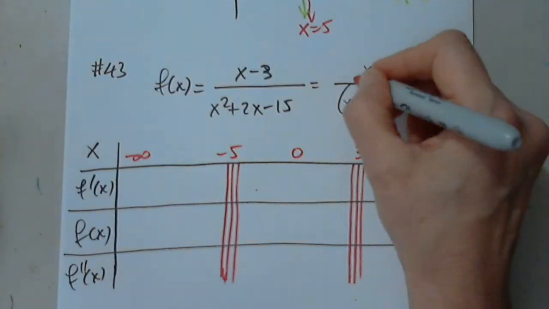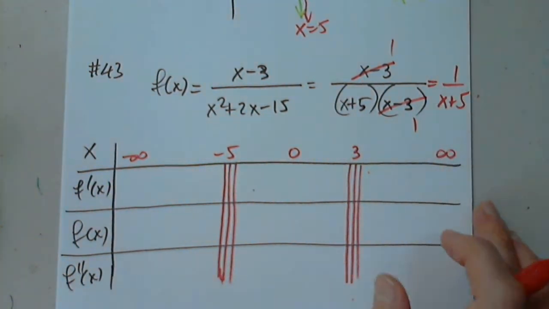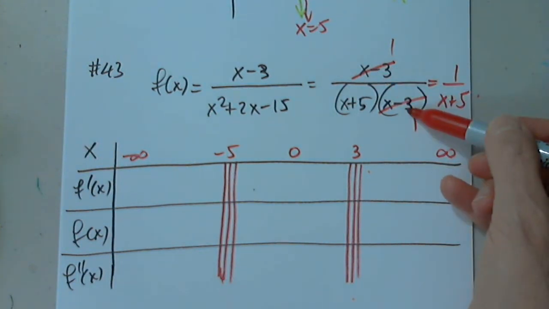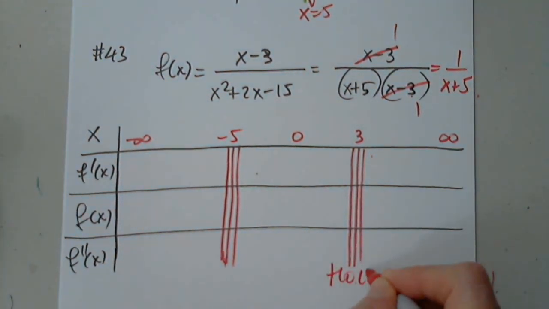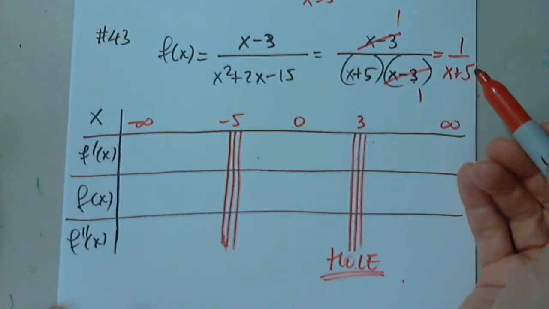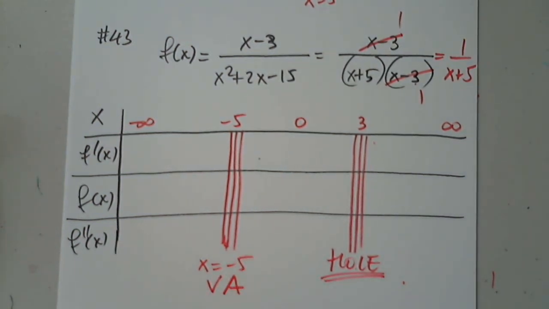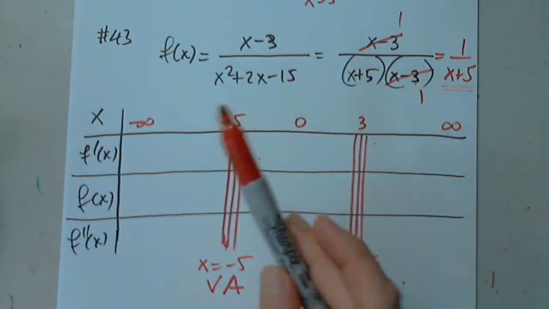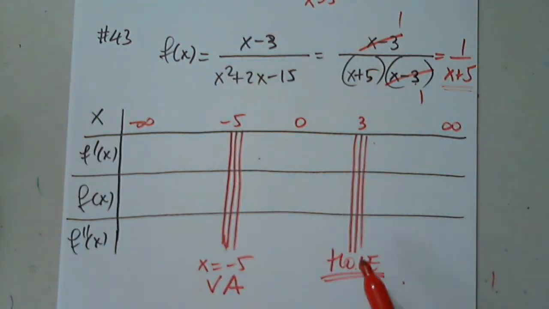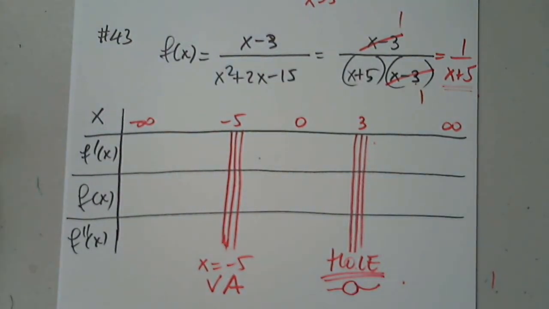X minus 3 cancels out. So the simplified form is 1 over x plus 5. See this factor that went away? That factor creates a hole. See the factor that stayed and couldn't be simplified with anything? The factor that stays creates the vertical asymptote. The factor that disappears creates a hole in the graph. That was the only different situation than the problem we looked at before.